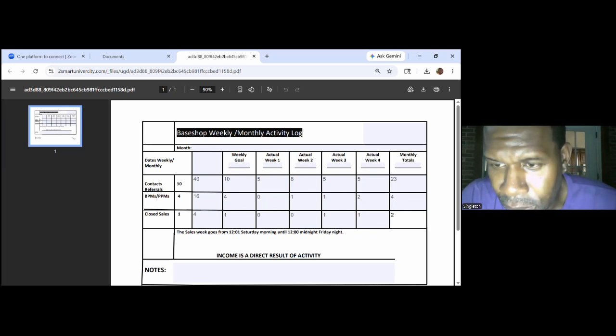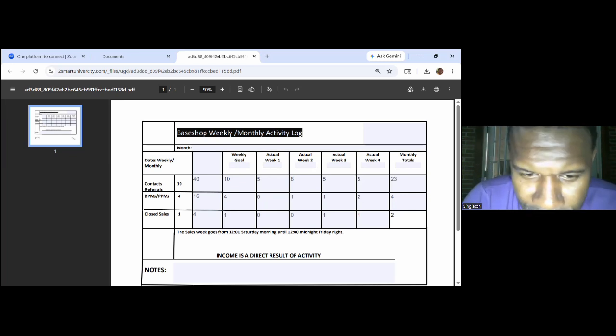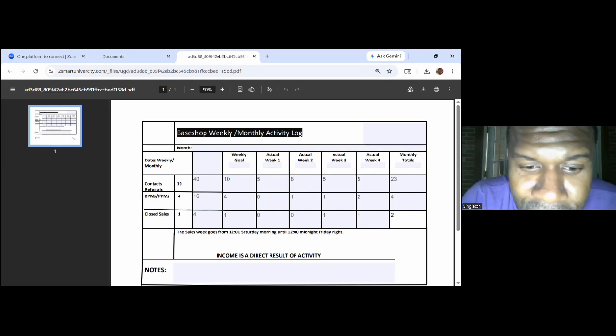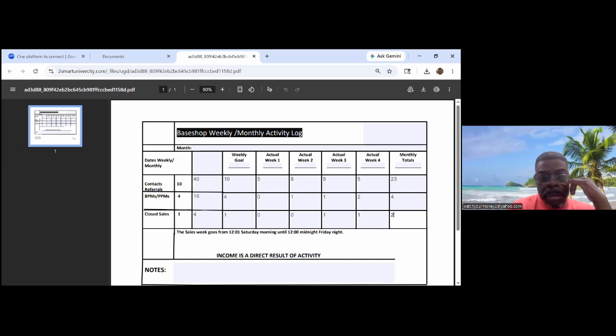Now, based on these numbers, should they be mad that they did not reach their goal? So they got 2 sales. Remember our goal, we want 4 a month. But looking at the numbers, did they do what they need to do to get the 4 a month? Anybody can unmute. No. Thank you. All right.